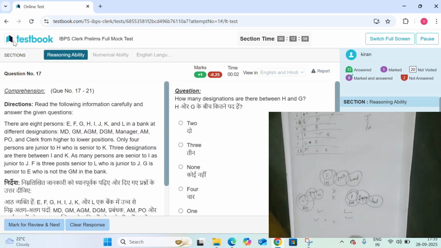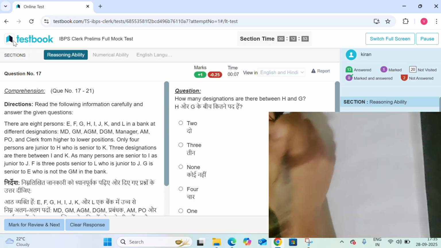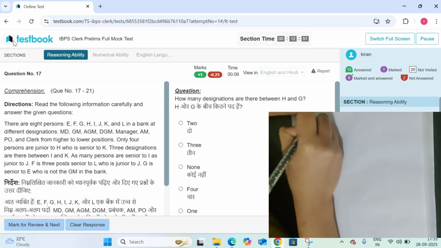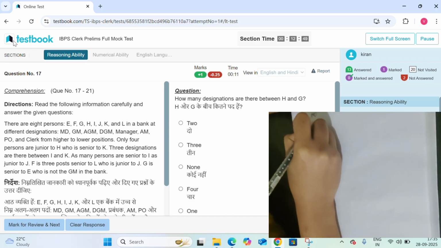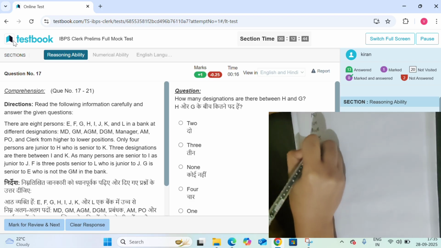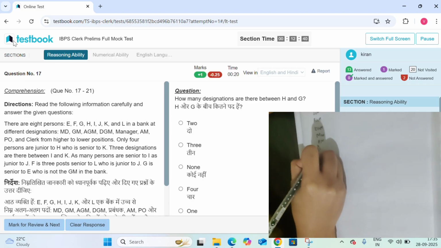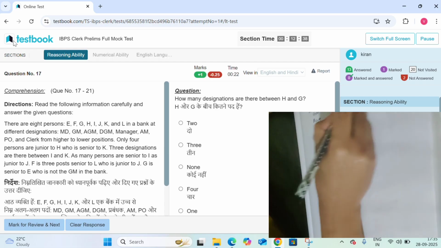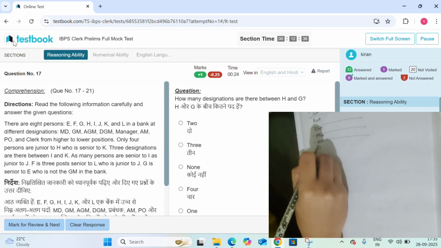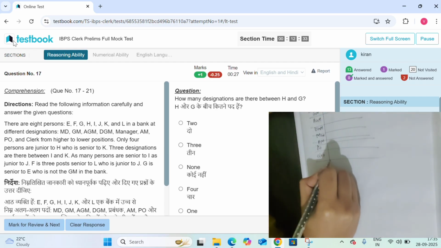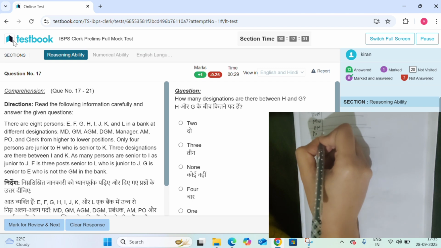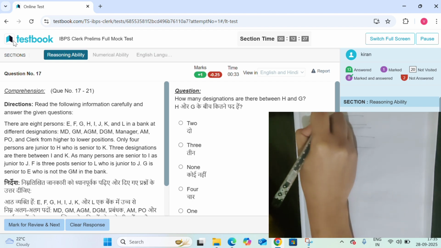Next, designations. Okay, MD in decreasing order: MD, GM, AGM, DGM, manager, AM, PO, and the clerk. Eight. Okay, done. Only 4 persons are junior to H. 1, 2, 3, 4. Okay, H.